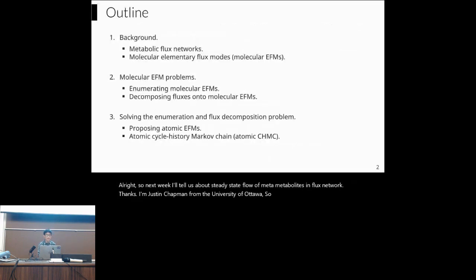So, in this talk, I'm going to be giving, first of all, a bit of background on what metabolic flux networks are and how they've been analyzed using what I call molecular elementary flux modes, or EFMs. This is going to lead to two problems in EFM literature I'm going to cover, notably calculations associated with enumerating these EFM pathways, and something we'll talk more about, which is decomposing fluxes onto EFMs. And I'm going to show how we can solve both of these problems through our proposal of what we call atomic EFMs and our algorithm, the atomic cyclohistory Markov chain.